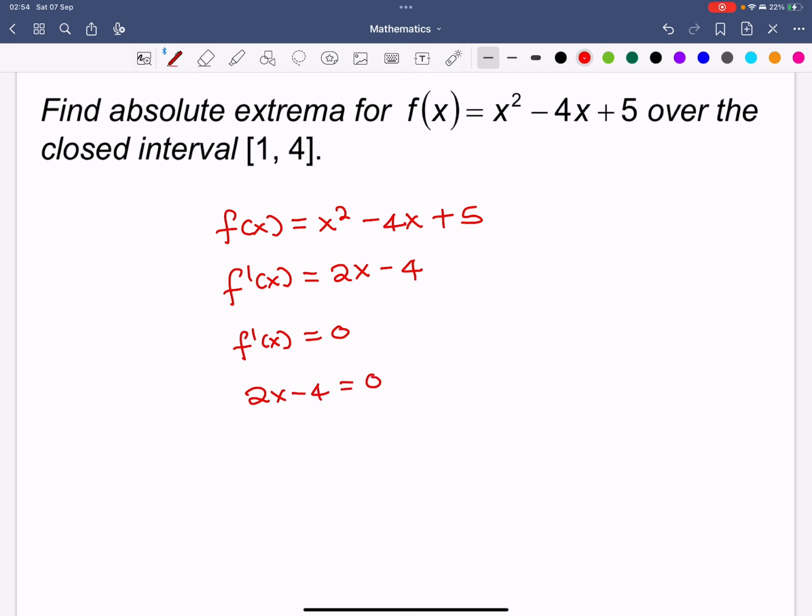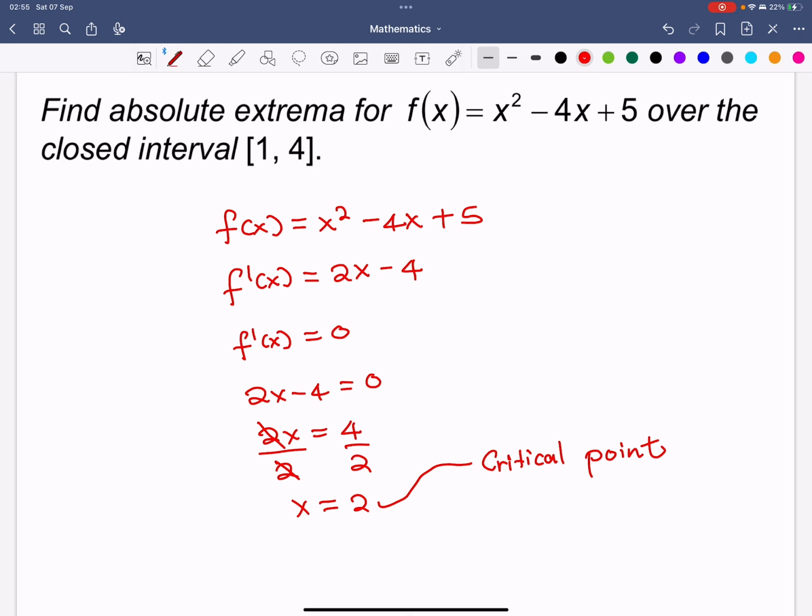And then what are we going to do? We're going to solve for x, take the 4 to the other side. So this is 2x equals 4. And then divide both sides by 2. Cancel, cancel. We have x equals 2. And this represents our critical point. We know that in such a function, the critical point will be the x value of the turning point. So that's another thing to note. But this is our critical point.